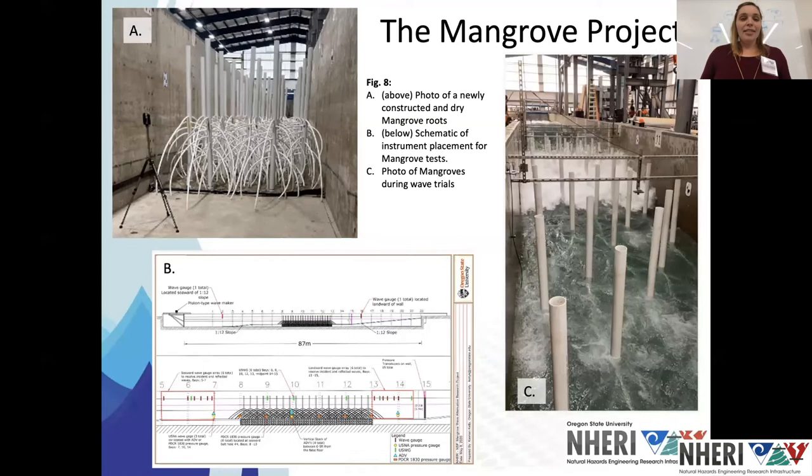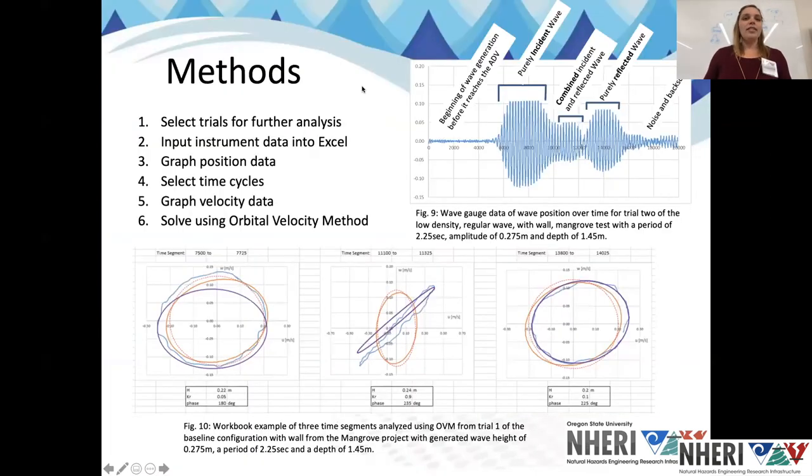So for each of these configurations, a minimum of four separate depths were tested, at a maximum of 270 centimeters in depth. And then from each of those depths, we had multiple trials with different wave types, different amplitudes, different periods, a maximum amplitude of 110 centimeters and a maximum period of 7.7 seconds. And then again, all the instruments were set to record every hundredth of a second. So once all this data was compiled, specific trials were selected for further analysis.